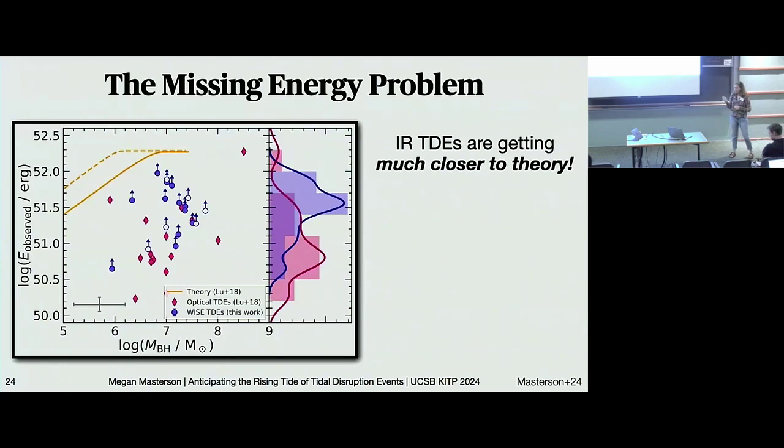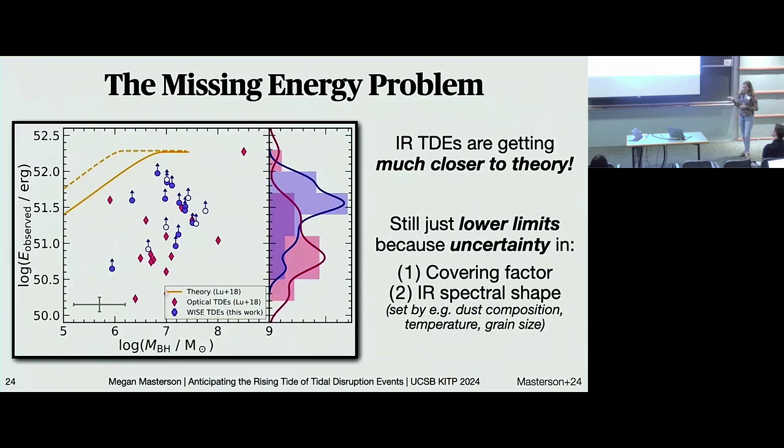So now here is that same plot from earlier, but with our infrared selected TDEs in purple here. And you can see on the right is just the histogram of those sources as a function of their integrated energy. You can see that we're getting much closer to the theoretical expectation with these infrared selected TDEs. So this is probably telling us that at least some fraction of the energy is released in the EUV that's not being accounted for in just the optical alone.